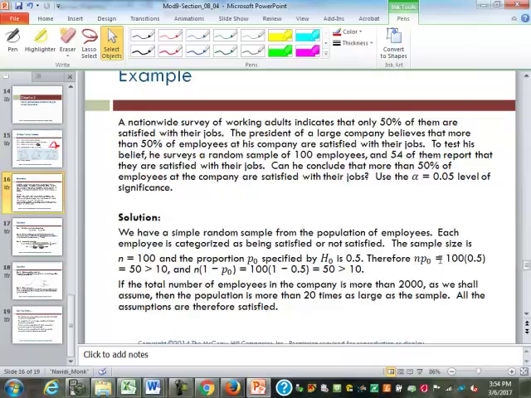we've got 100. If we hypothesize a proportion of 0.5 or 50%, a sample size of 100 would give us 50 that do like their jobs. That's more than 10, and it would give us 50 that don't, so that's more than 10 as well. So we meet that category. So if the total number of employees in the company is more than 2,000, we're good. Like we said, we have to assume that because we aren't told.